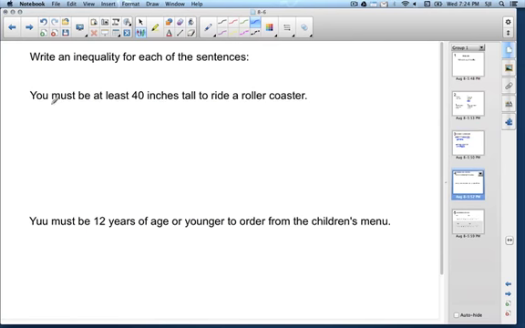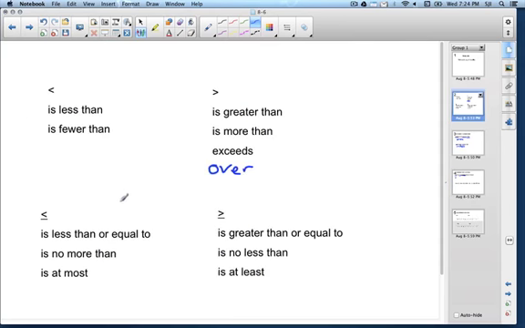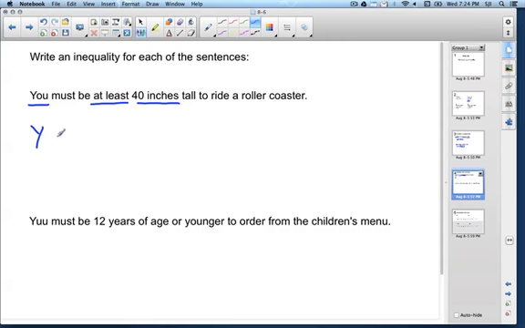Here we have a few more. You must be at least 40 inches tall to ride a roller coaster. So I'm going to underline the important words, you, at least, and 40 inches. So again, you we're going to represent with a variable. At least, I'm going to go to this list of words here, and I'm going to try to find the word at least. And it's right here. So that means it's the greater than or equal to sign. Greater than or equal to. And then 40 inches is 40 IN.